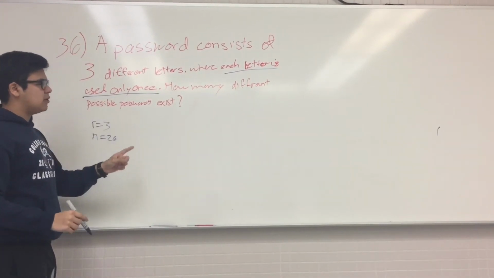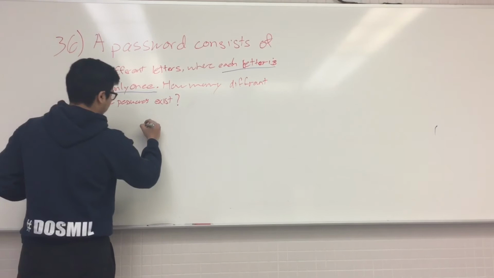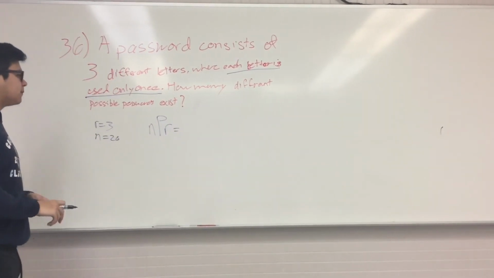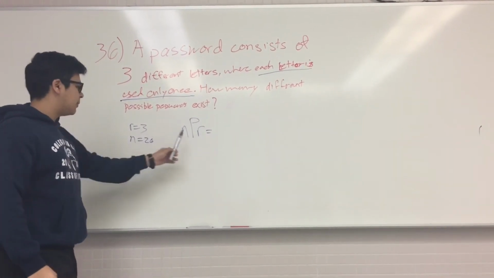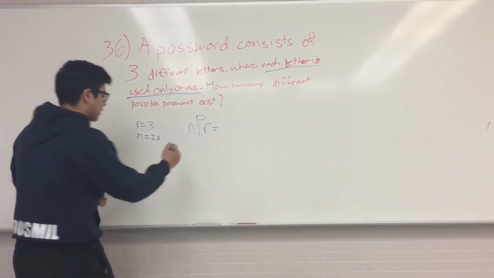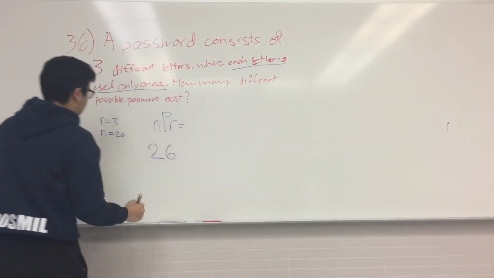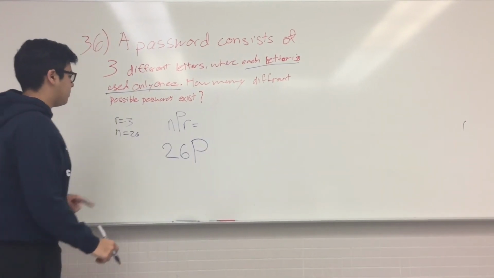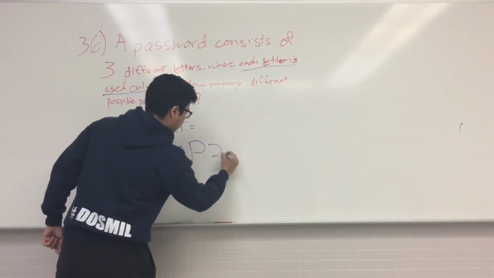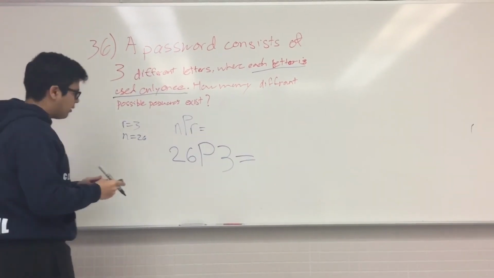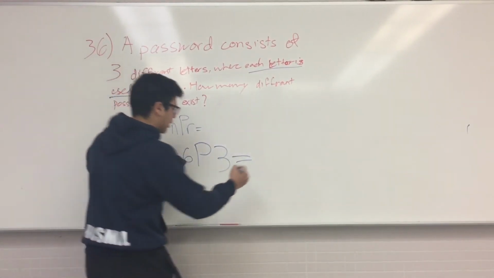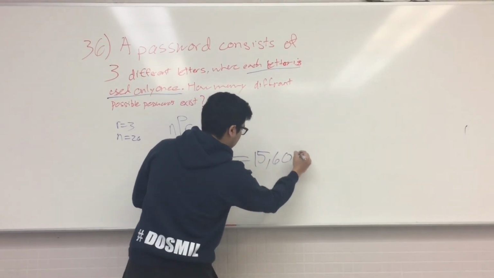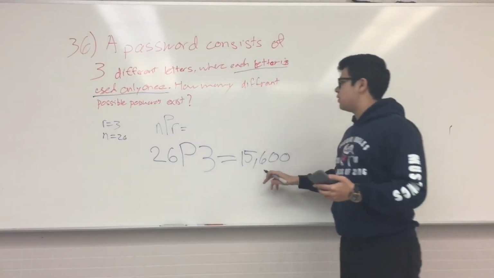Because of this information, we're going to use the formula of nPr to get the final result. Now we just substitute the values into the formula, which are 26 letters, the P of permutation, and the 3 spaces we have to choose from. We grab the calculator and we get the final answer of 15,600 different passwords.